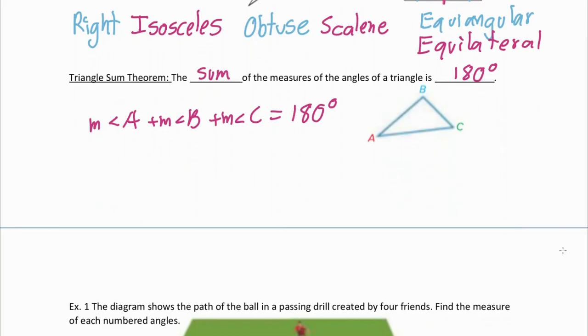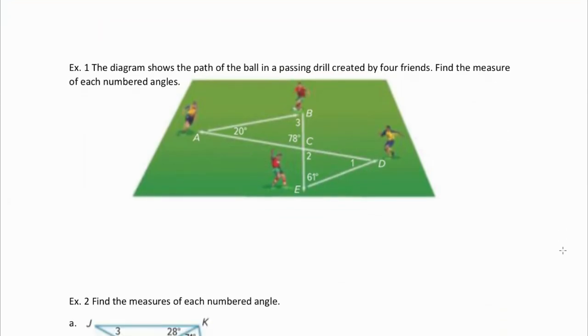So the diagram shows the path of the ball in a passing drill created by four friends. We want to find the measure of each numbered angle. So we have a couple of options about what we want to find first. The easiest one would be finding the measure of angle 2, and that's because here we have vertical angles. So that means that the measure of angle 2 is going to be 78 degrees, and that's because we have some vertical angles there.